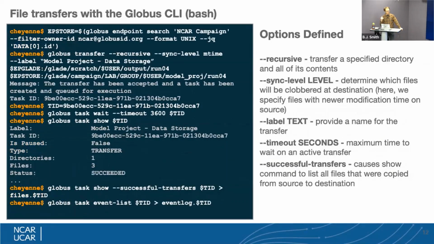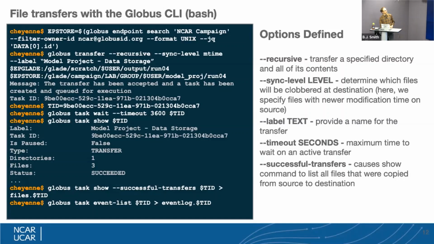Okay, so now we've basically authenticated everything. What about file transfers? Again, I'm kind of in a bash shell here. So what I've done is I've run the globus endpoint search to get the endpoint ID for the campaign storage as well, the NCAR campaign storage. And here I'm just using some bash syntax to store the output of that directly into a variable, so I don't have to do any copying and pasting. And then the important command here is this globus transfer. So that's the command that starts up the transfer, schedules a transfer.